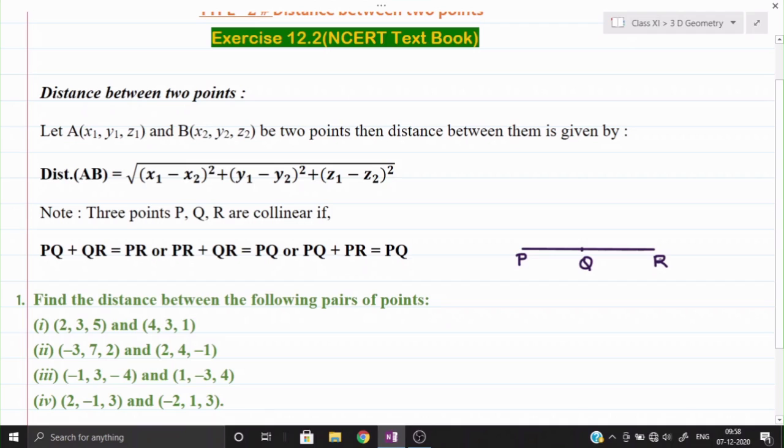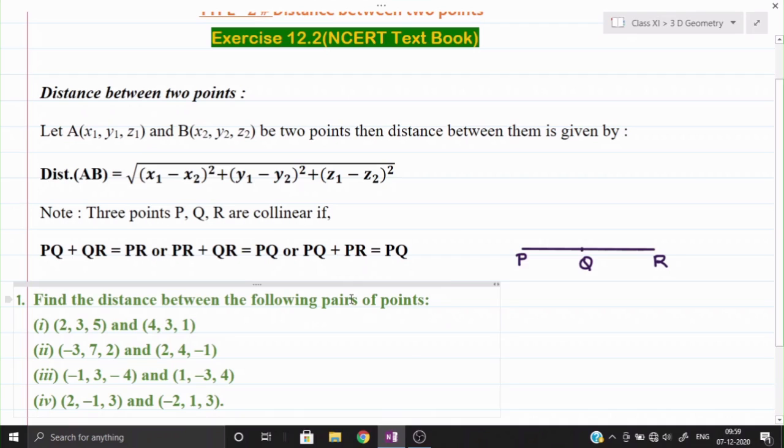Now you only think: if these three points are collinear, then if you add PQ and QR, it will definitely be equal to PR. So we can say that if the three points are collinear, then definitely the sum of two will be equal to the third one. So we have created three different possibilities. One is PQ plus QR is equal to PR. Second is PR plus QR is equal to PQ, and third is PQ plus PR is equal to QR. These three different possibilities we have mentioned over here. You only need to think that the sum of two would be equal to the third one.